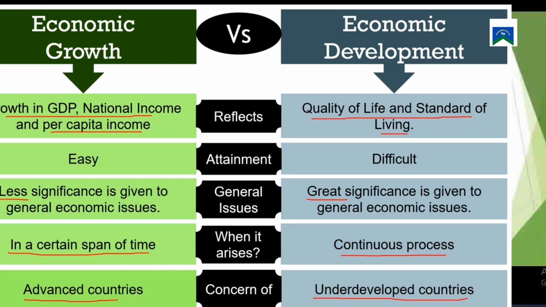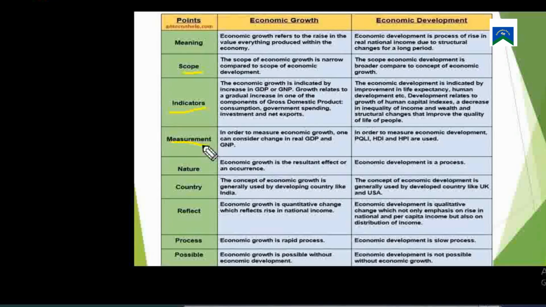When we see the data of the PQLI, HDI and other indices, then we can analyze whether this nation is a developed place or a developing place. Regarding nature, economic growth is a resultant effect and occurrence, but economic development is a process. You will get the results of growth soon.